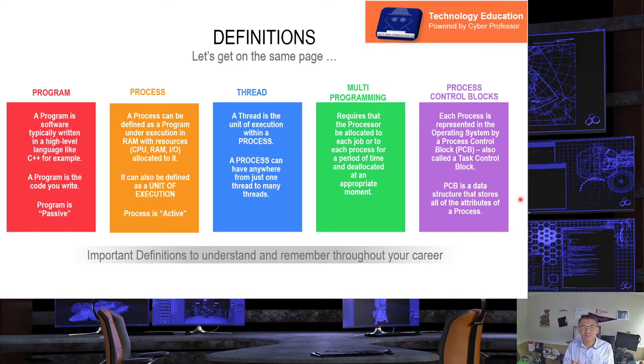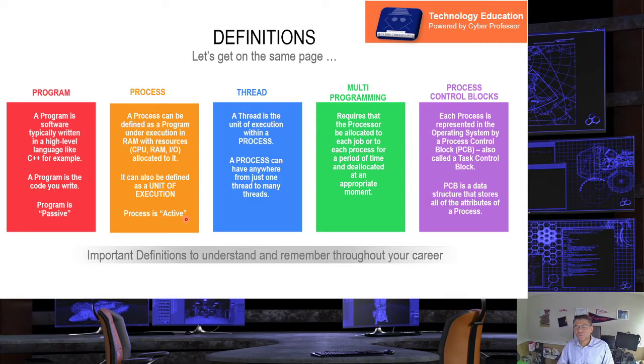And these converted instructions need to be loaded into memory for execution. So the operating system is responsible to execute those instructions in the form of processes. A program is the code you write, and the process is when you take the program and you start executing it. So that is why we see the process as the active component.